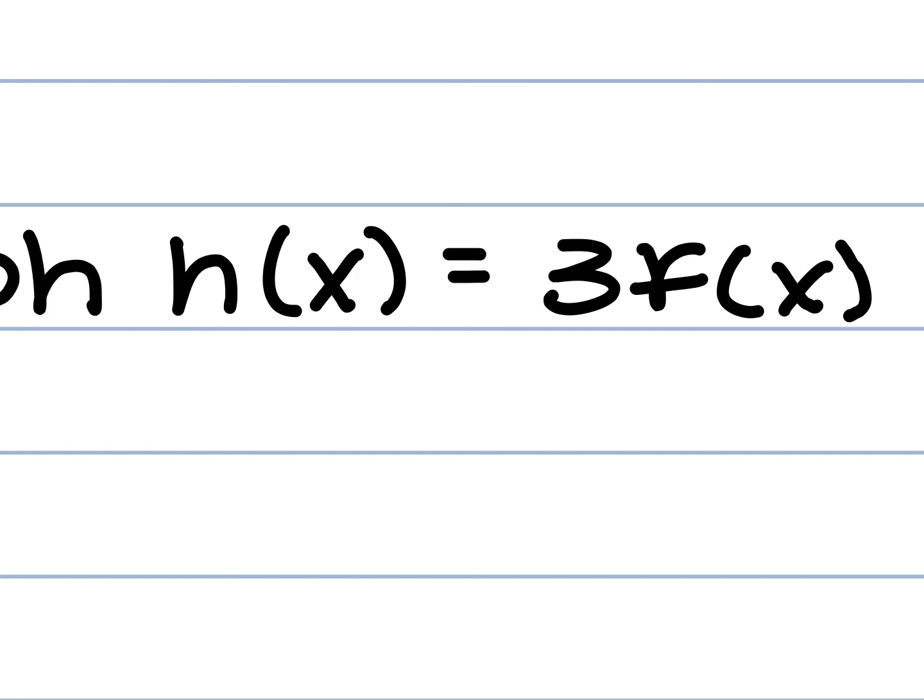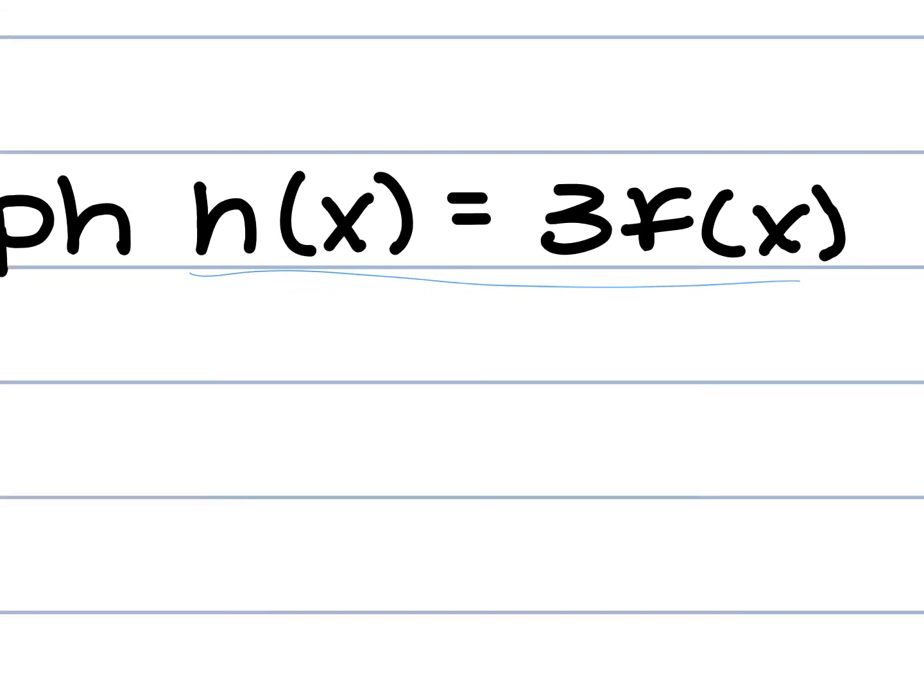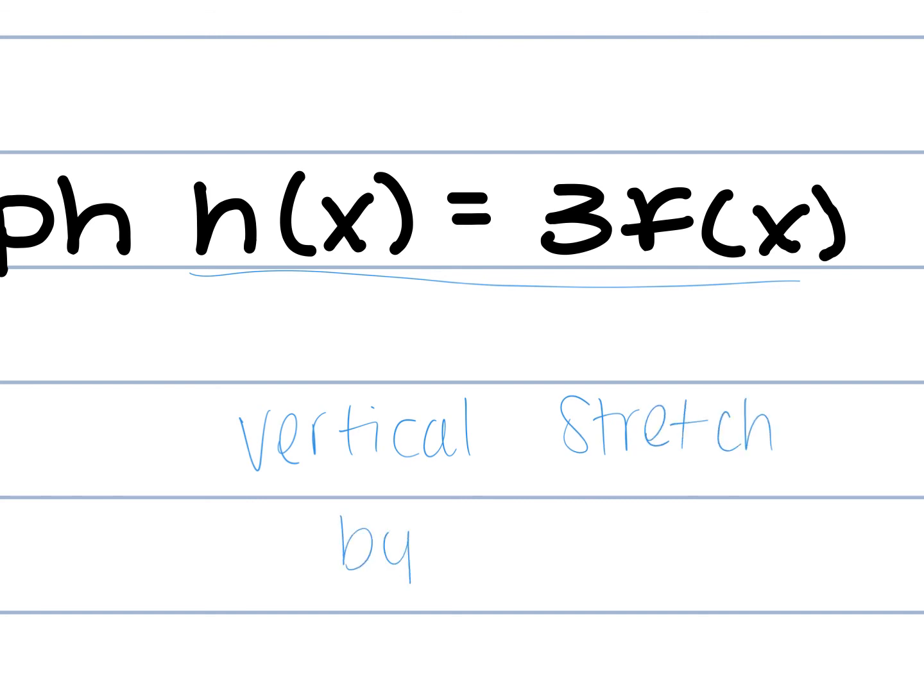H of x equals 3 times f of x. What kind of transformation do you think this is going to be? Vertical stretch. Wait, why is it a stretch? A vertical stretch by what? By 3. Now, hold on. First of all, why is it vertical? Mia? Because the number is outside of the parentheses. Bingo. The number is outside of the parentheses.